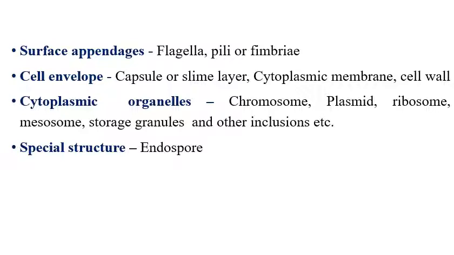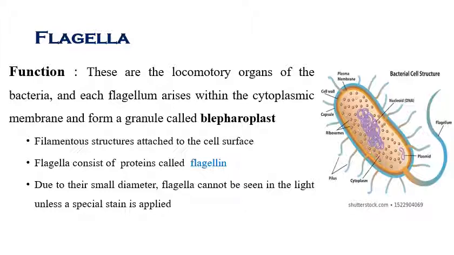Endospores are produced by a few specialized bacteria, especially gram-positive bacteria. So now we will see one by one. The first one is flagella. On the right side diagram we can see the flagella. The main function of flagella in bacteria is locomotion. The flagella play a key role in locomotion of the bacteria.